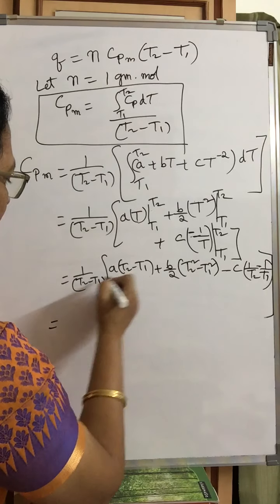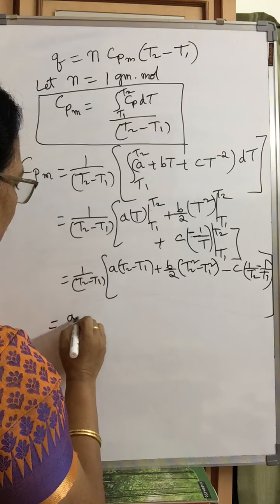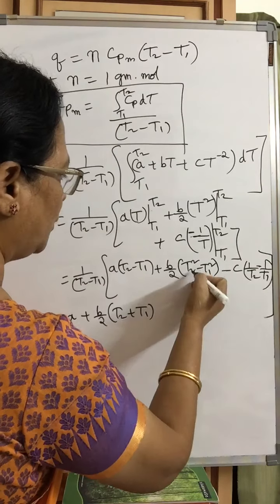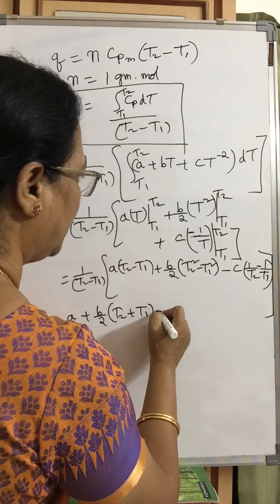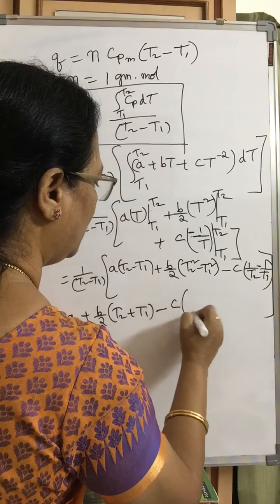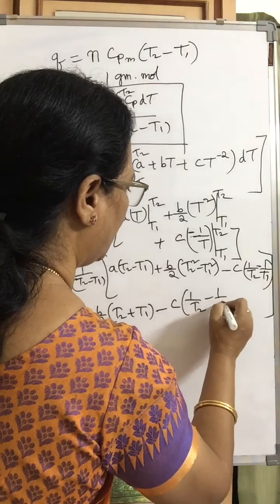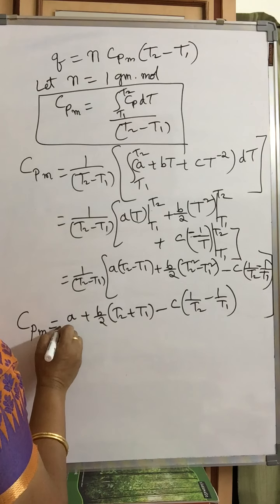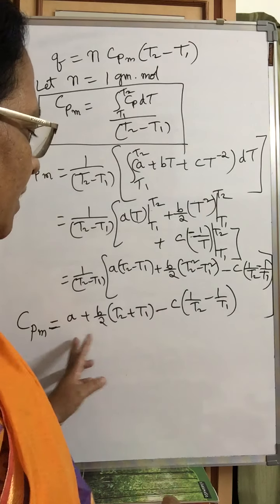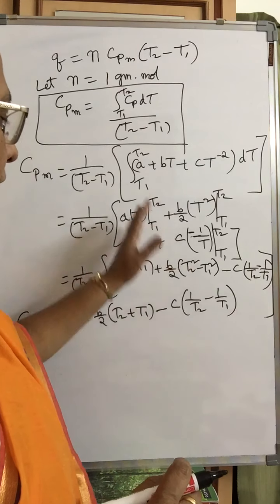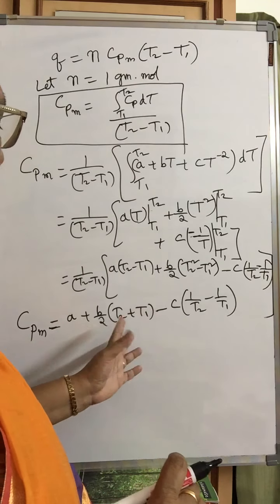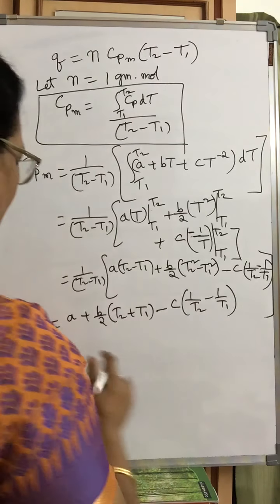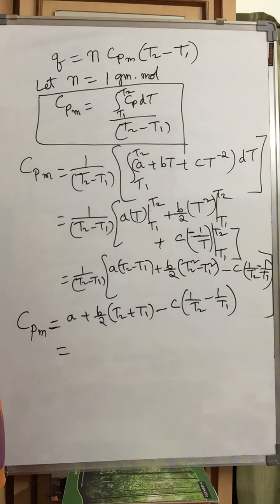Therefore, this all gets cancelled. So, A plus B by 2 into T2 plus T1, since T2 plus T1 into T2 minus T1 gets cancelled, minus C into 1 by T2 minus 1 by T1. This is CPM. So this is the simplified integrated equation. Now you can substitute T1, T2, A, B, C values. All values you substitute, you will get the value.